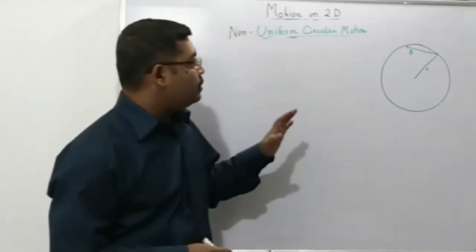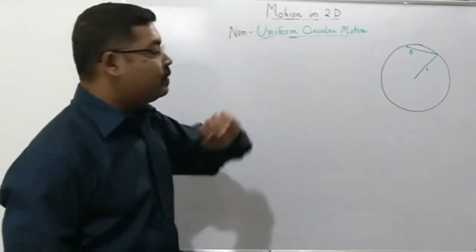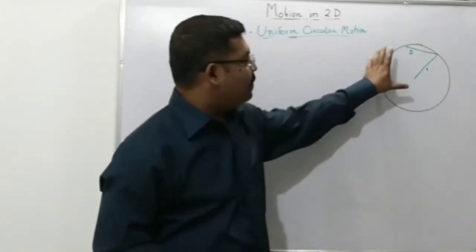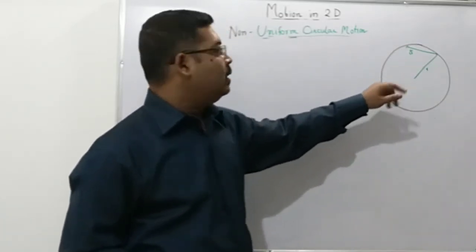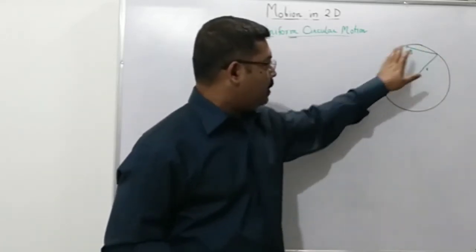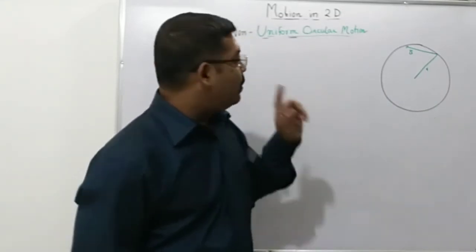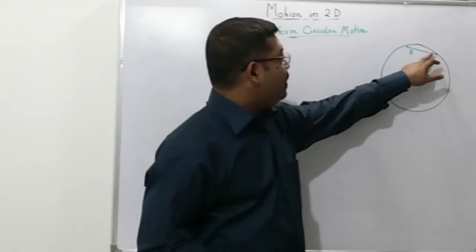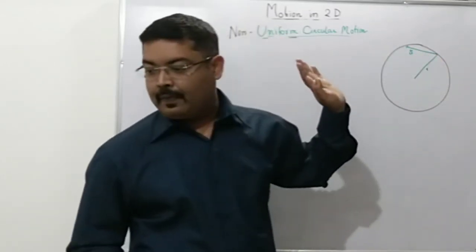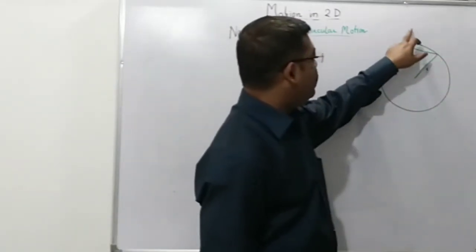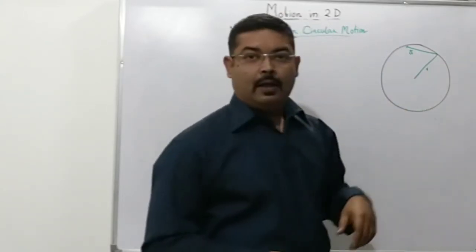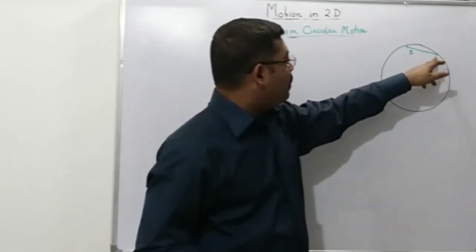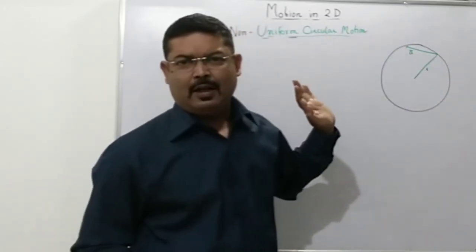Okay, now let's consider the case of non-uniform circular motion. So what it means is that an object is in a circular motion, but now the velocity can change, or in other words, there is a net acceleration which is at some angle to the radius. It is not along the radius, as was the case with the uniform circular motion. It will be in a certain direction.